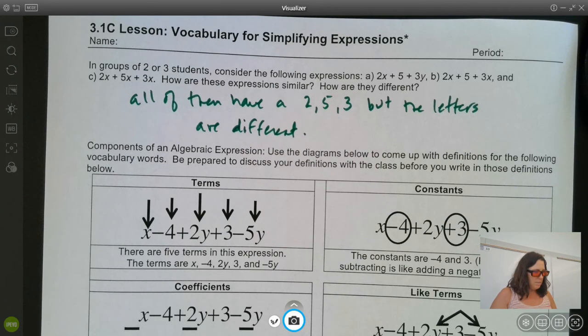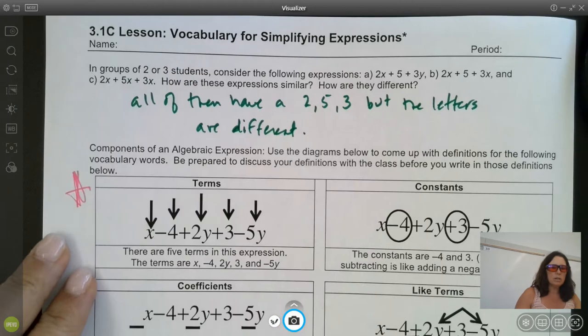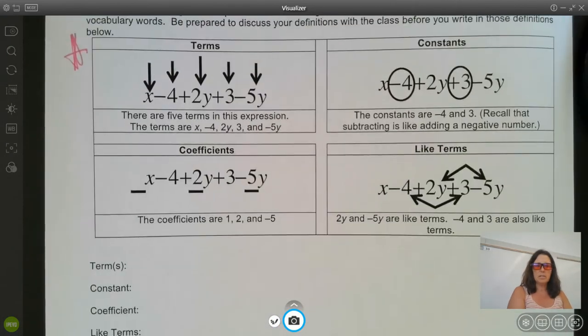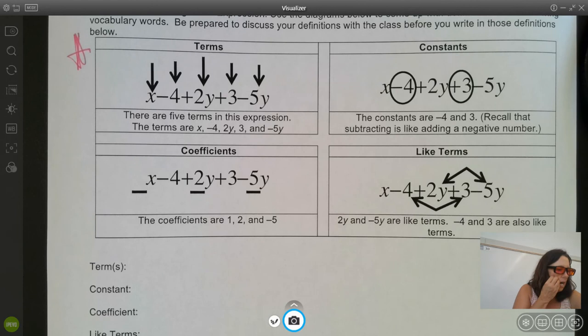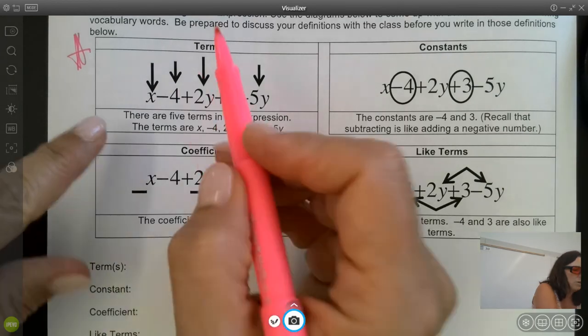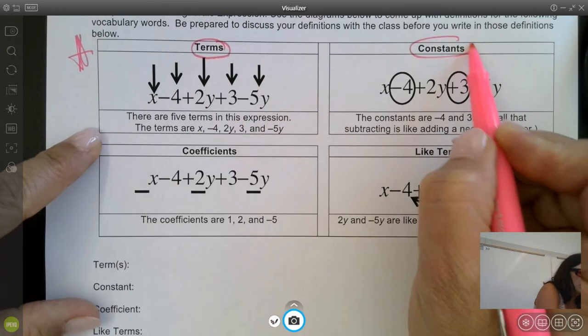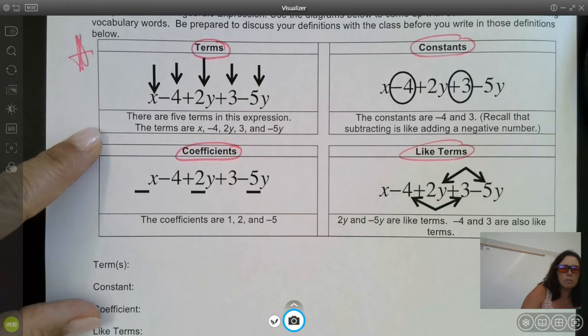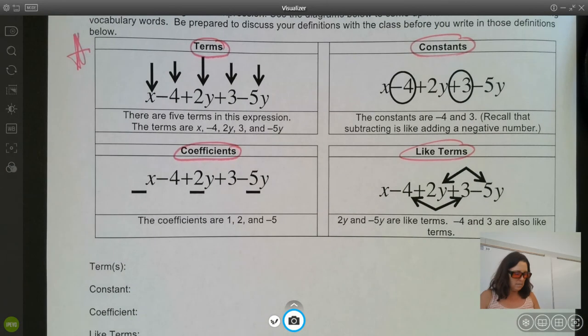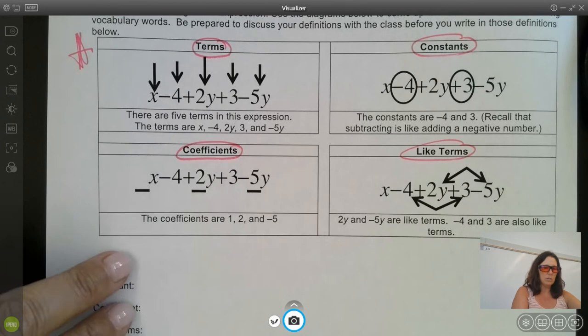Okay, all right, this box right here is key. This is important. You need to know this. You will be tested on it. You will be quizzed on it. Okay. All right. Components of an algebraic expression. Use the diagrams below to come up with definitions for the following vocabulary words. Be prepared to discuss your definitions with the class before you write in those definitions. Okay, so terms, constants, coefficients, like terms. You need to know what those four mean. Okay. All right, let's talk through this box and then we will define them down here below.